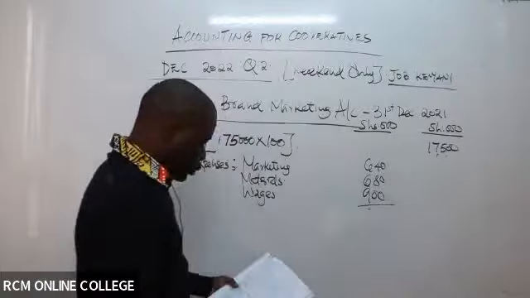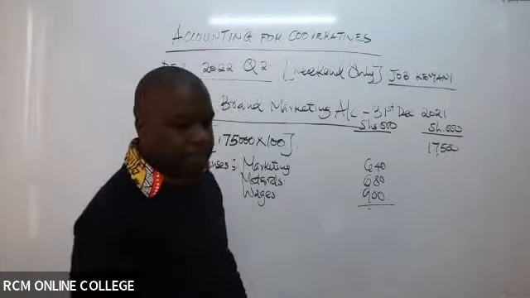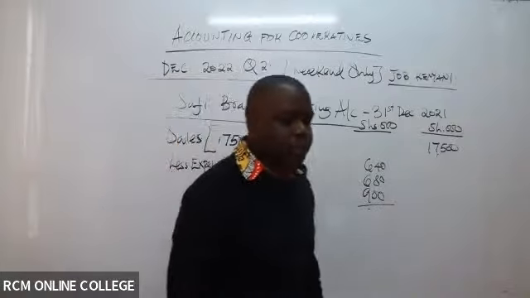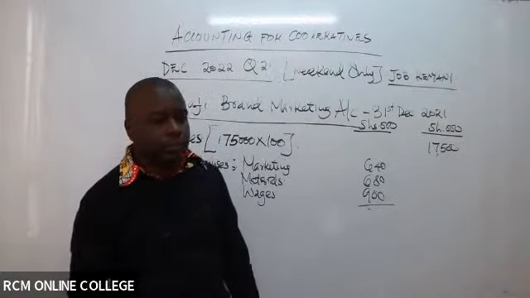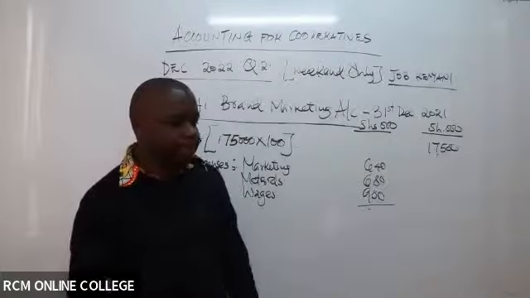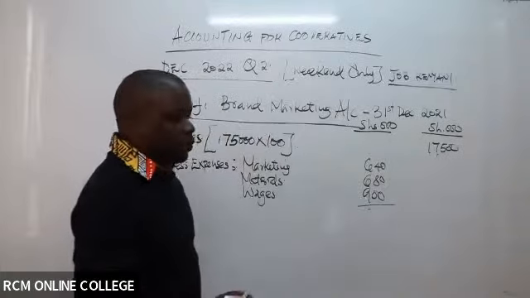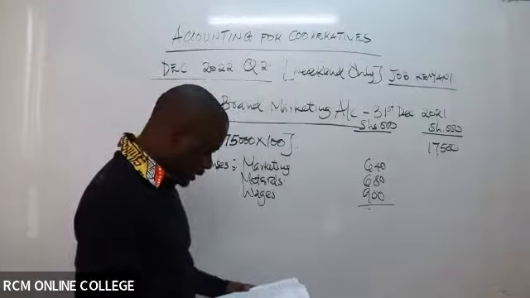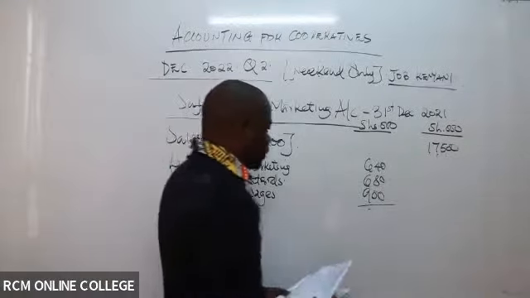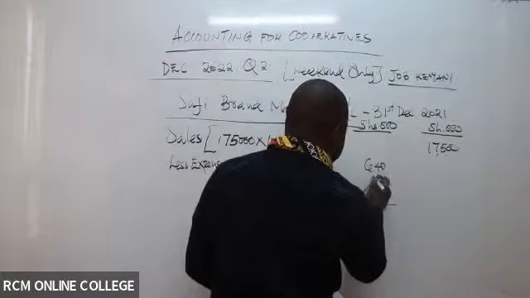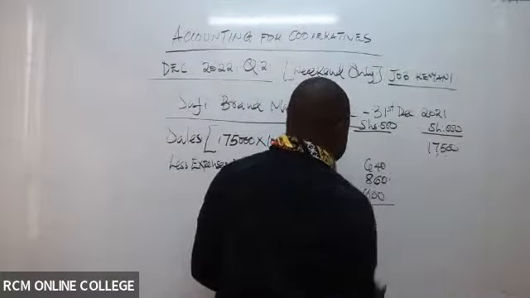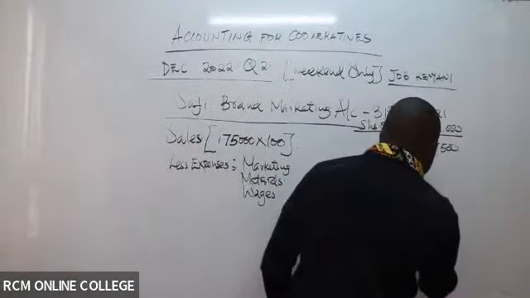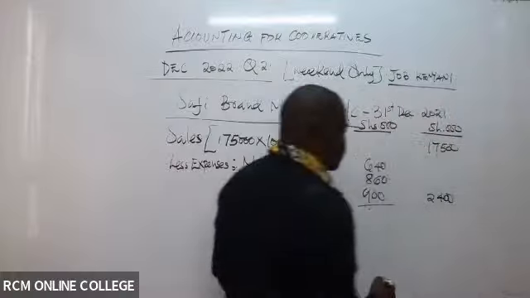So what is the total of the expenses? For materials, it is 860. So the total you are getting is 2,400.